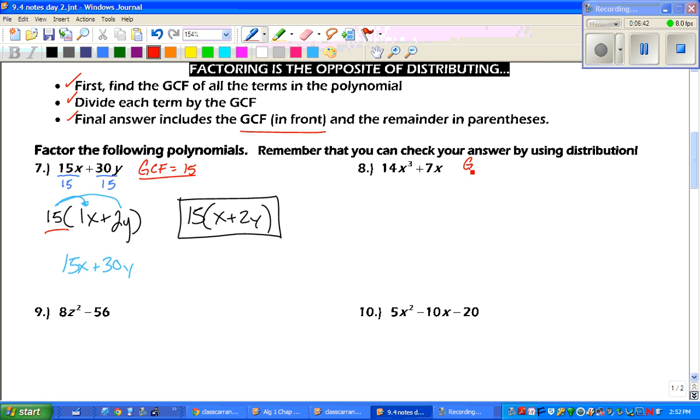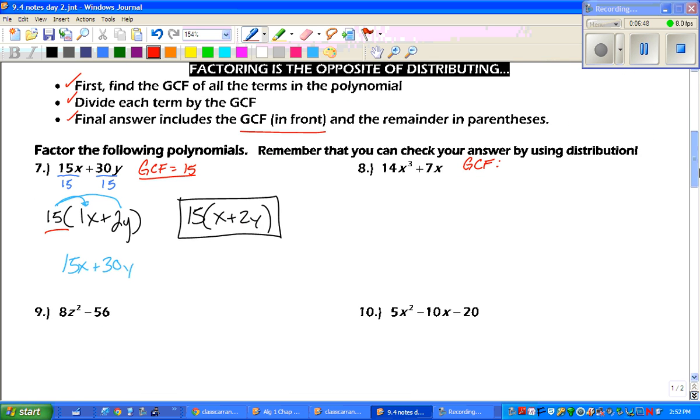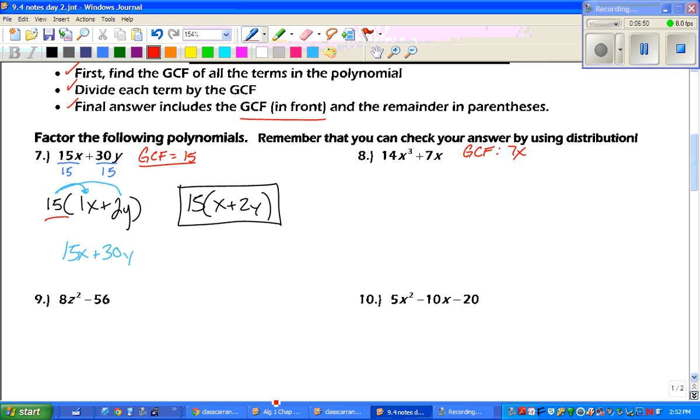Okay, so for 8, we already did 8. That was number 6 up top. Our GCF was 7x. So I'm going to divide both terms of the binomial by 7x.